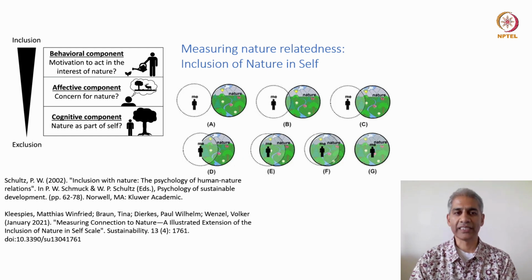There is the cognitive aspect, which is how integrated, or how much do you feel nature to be a part of yourself. There is the affective aspect, which means what is the concern or care that you show for nature. So this could be in terms of the plants and animals that you care for. And then there is the behavioral aspect, which is what is the motivation you have to act in the interest of nature. And then this could translate into various actions that you commit on behalf of nature, whether it's living sustainably, recycling, traveling by public transport, campaigning for, say, clean air or clean water.